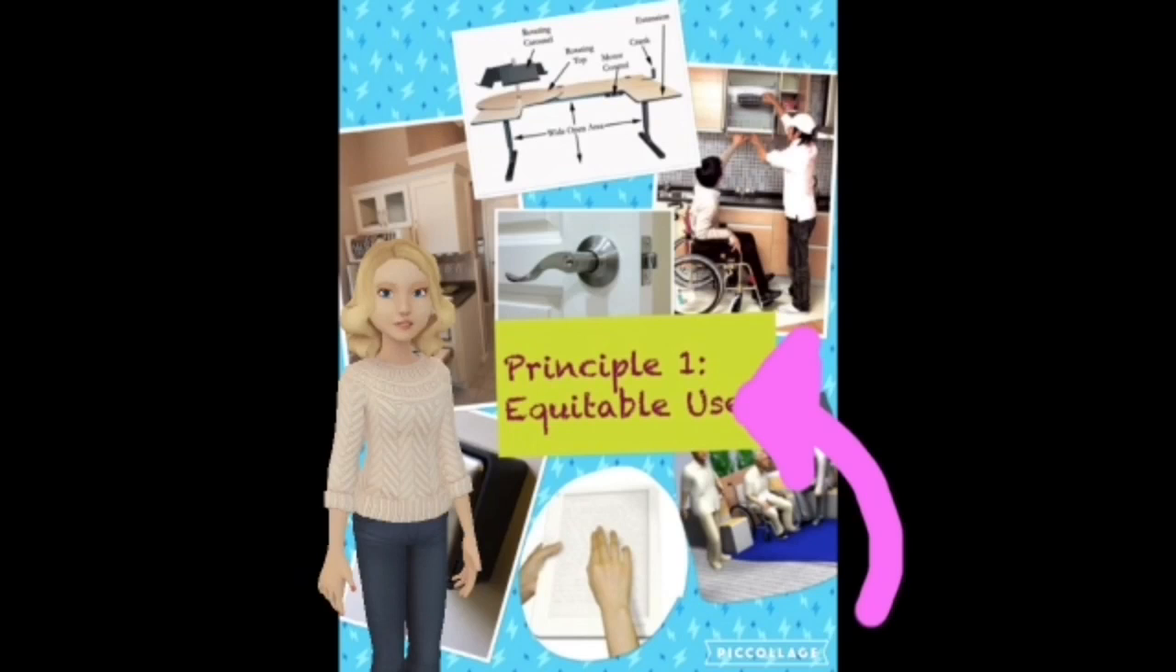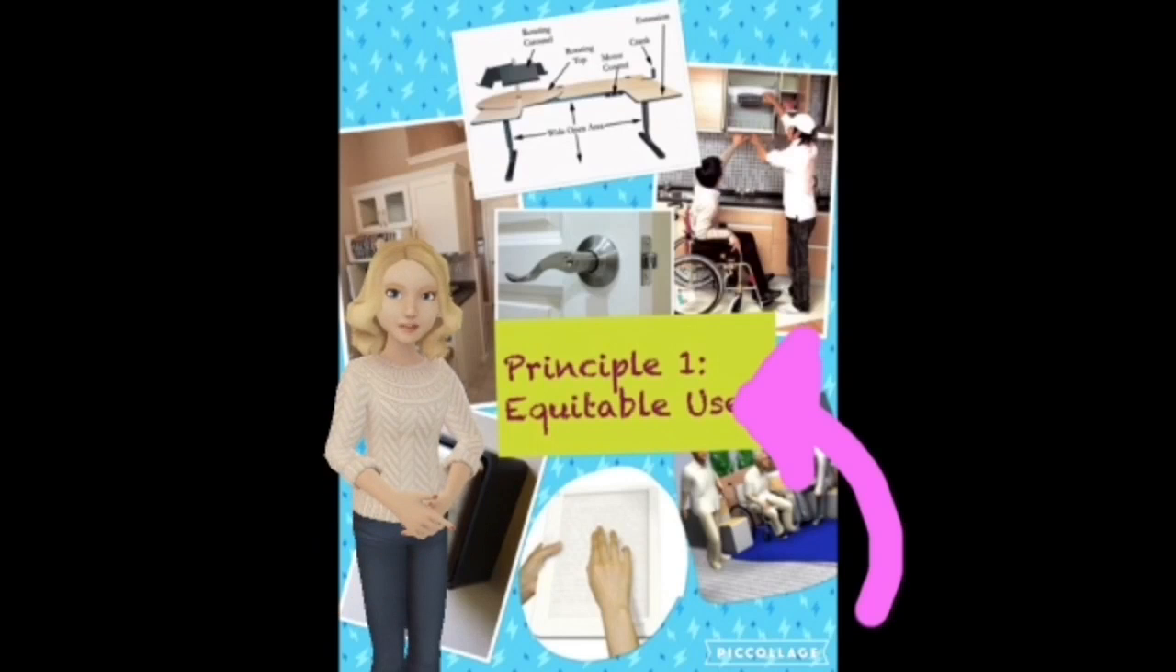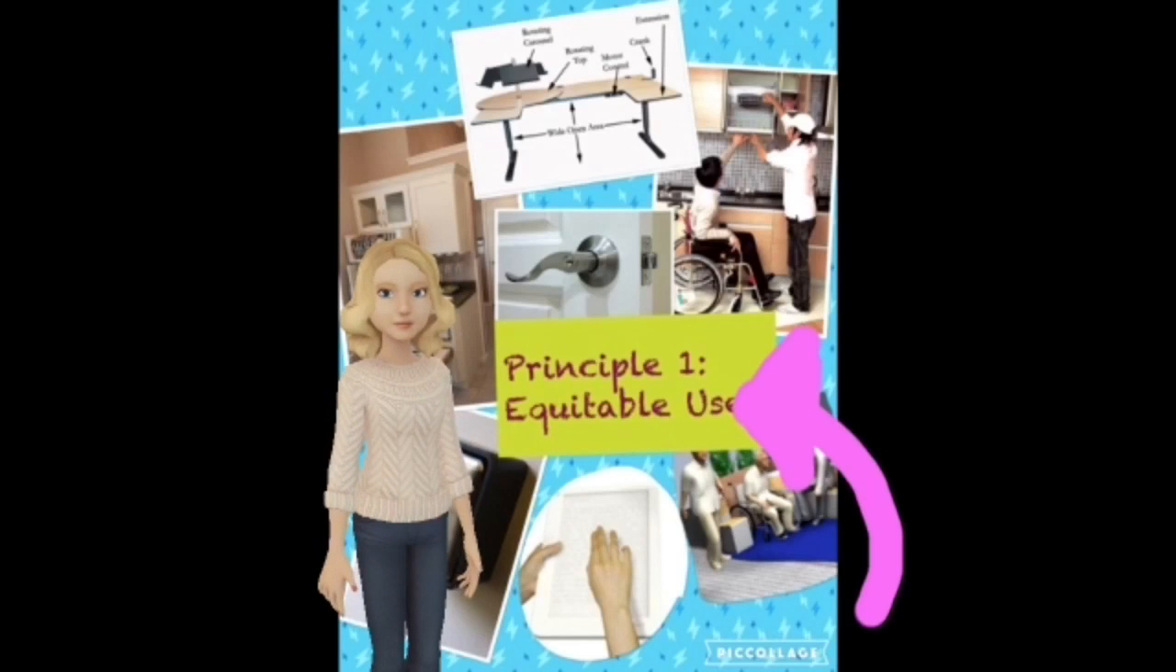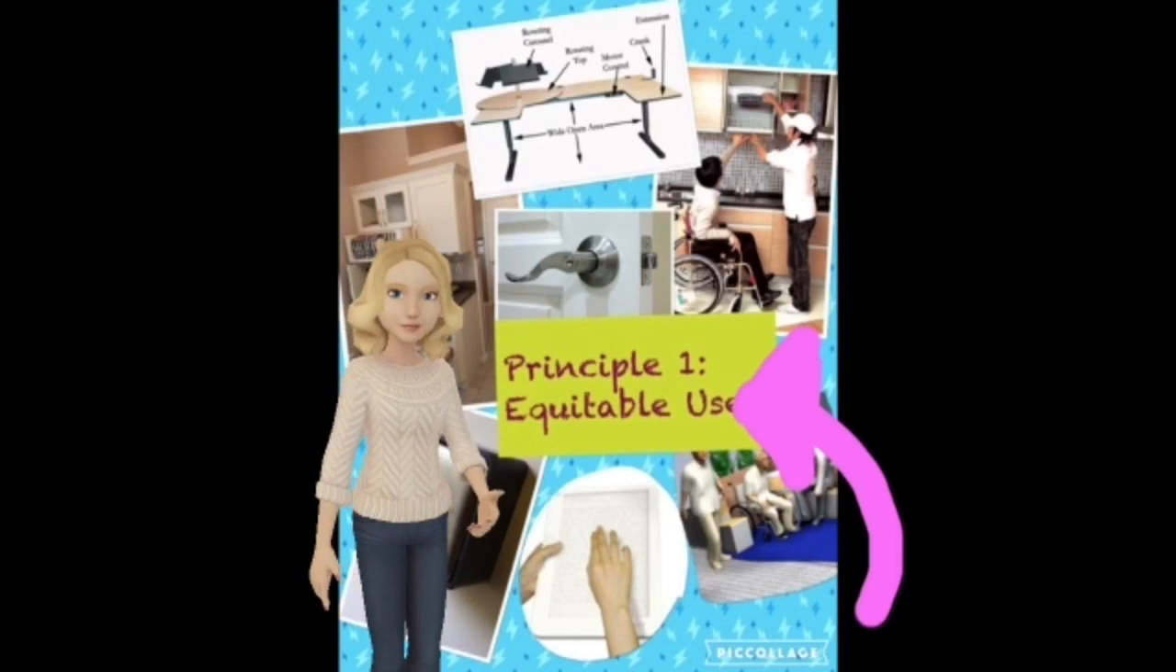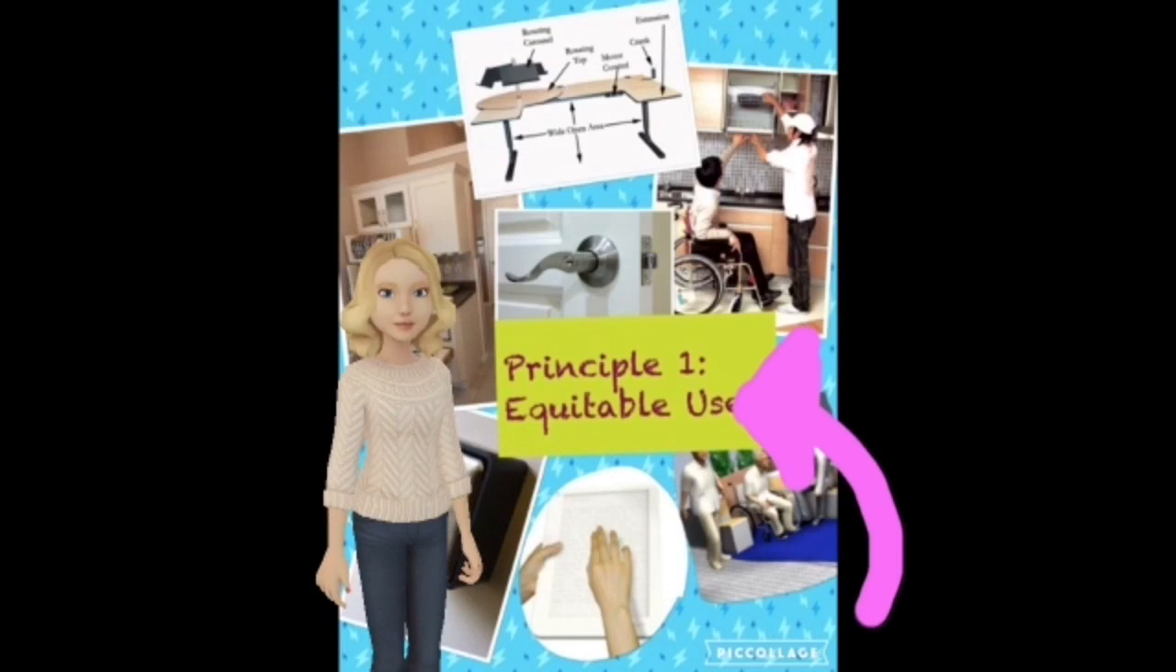The first principle of universal design is equitable use. That means that the design is useful and everybody, no matter what their disability, can use it. It might mean that everybody uses the same type of door handle, but it's easier for someone in a wheelchair to use as well. Or it's just more appealing to all users, not just those with disabilities.